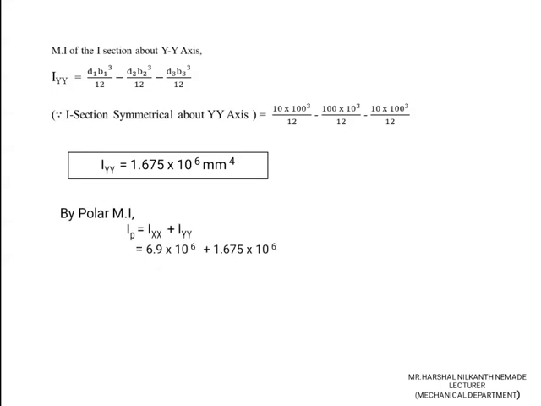By polar moment of inertia, Ip is equal to Ixx plus Iyy. Ip is equal to Ixx value 6.9 multiplied by 10 raised to 6 plus Iyy value 1.675 multiplied by 10 raised to 6. After solving, I will get Ip is equal to 8.575 multiplied by 10 raised to 6 mm raised to 4. This is the final answer.